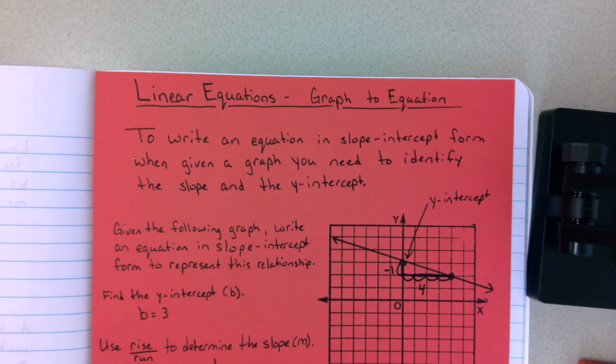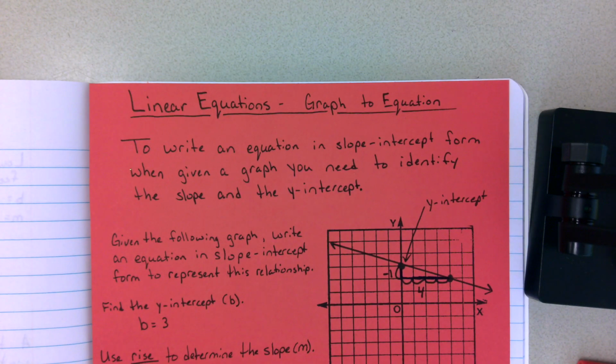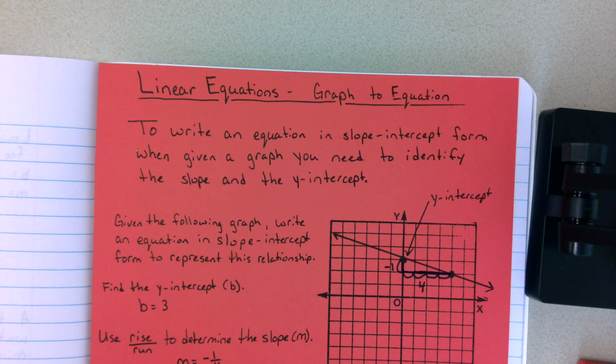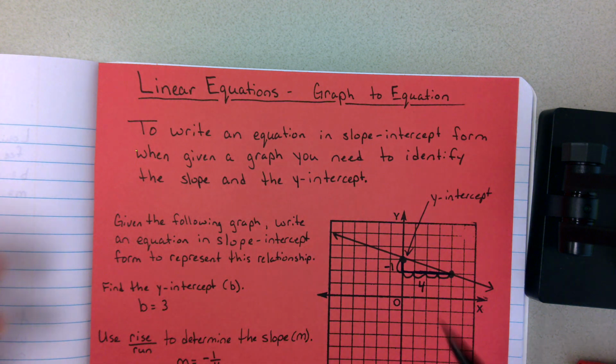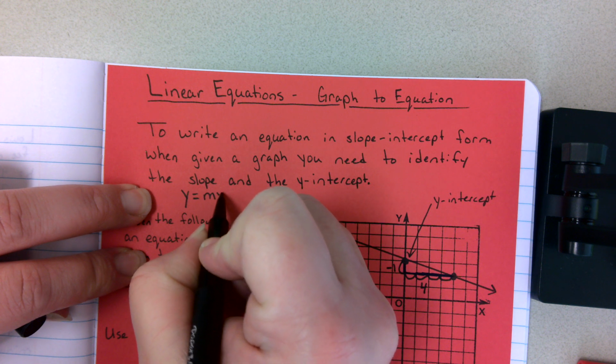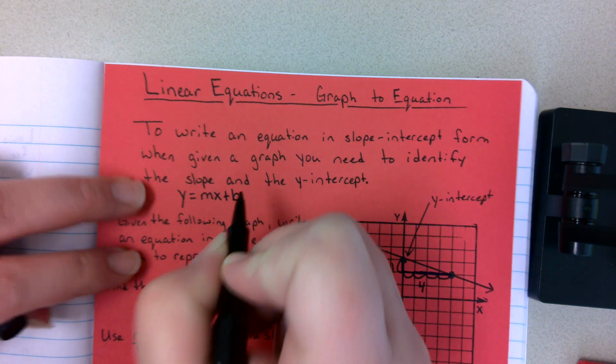All right, we are going to go today with our linear equations and look at going from a graph to an equation. So to write an equation in slope-intercept form when given a graph, you need to identify your slope and the y-intercept. And then when you have those two values, you're going to substitute them into your slope-intercept form, or your y equals mx plus b. So I'm going to write that right here, y equals mx plus b.